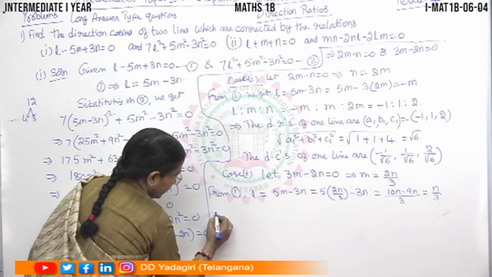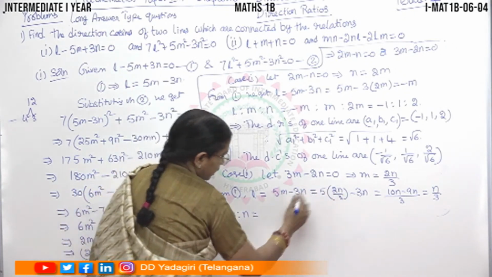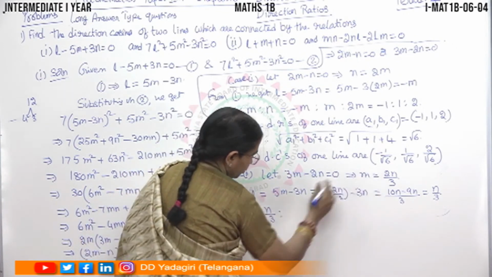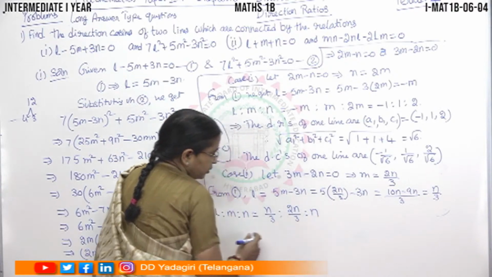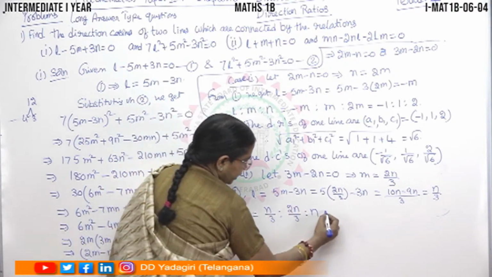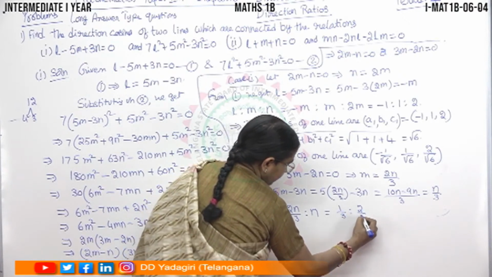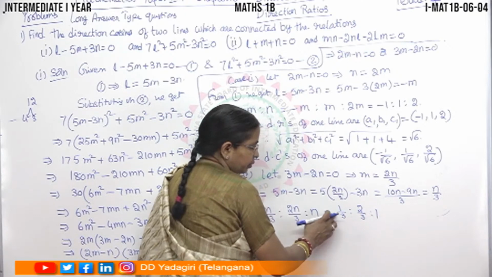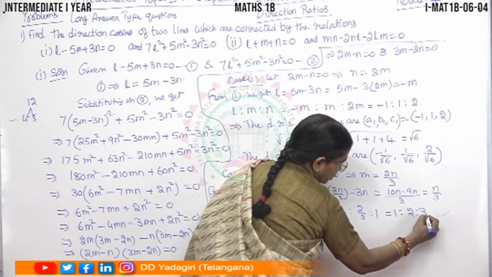Now we'll find again L is to m is to n. So what is L? N by 3 is to m. M is 2n by 3, 2n by 3 is to n. So you can take n common and cancel. So it is 1 by 3 is to 2 by 3 is to 1. Now multiply the whole ratio by 3. Then it becomes 1 is to 2 is to 3.